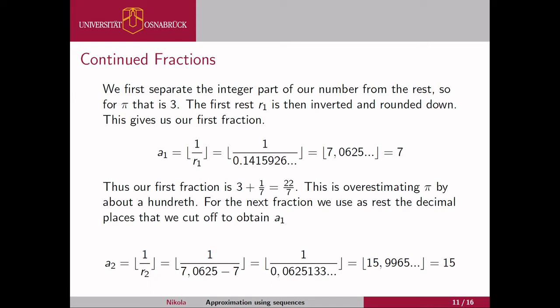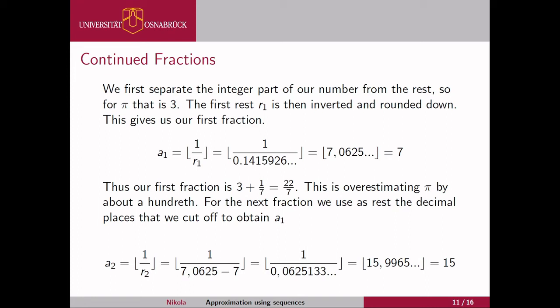Okay, and for the next step, we again have to take the rest, but we are now not taking the rest of our approximation, but we're taking the overshoot of our last calculation that we cut off, right? So we put the floor function on 7.0625 and cut off the 0.0625. So we use this rest now to continue calculating, right?